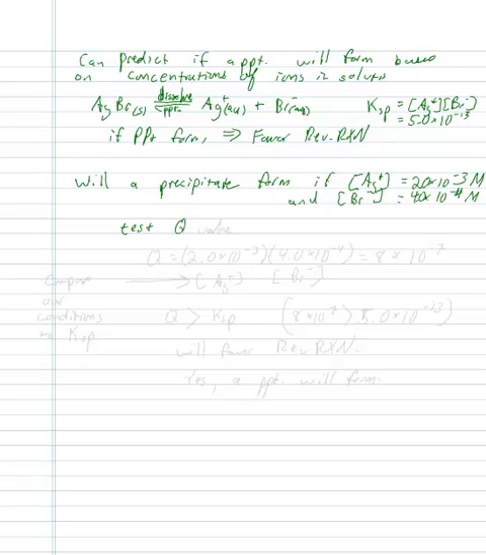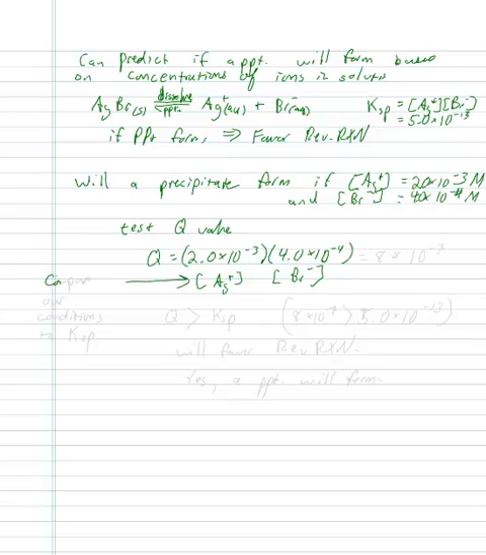So in this case, Q is equal to 2.0 times 10 to the negative 3 moles per liter, times 4.0 times 10 to the negative 4. This is just our test conditions. We're just seeing what we have. Our concentration of Ag plus is 2 times 10 to the negative third. Our concentration of Br minus is 4 times 10 to the negative fourth. So we just plug in those values for what we have.